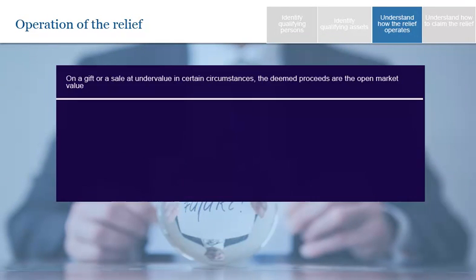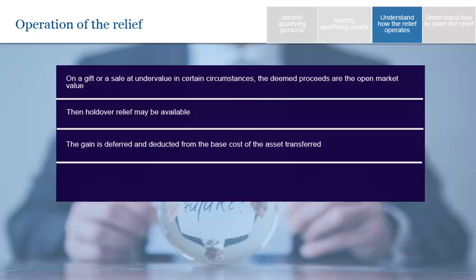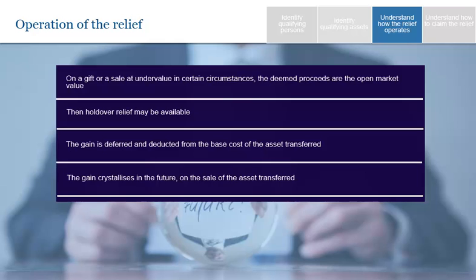On to the nuts and bolts, the operation of the relief. This is a reminder that the holdover or gift relief defers the gain, effectively transferring the tax burden to the donee by reducing the value of the asset transferred for capital gains tax purposes. The gain will crystallise on eventual sale unless maybe another CGT relief applies.